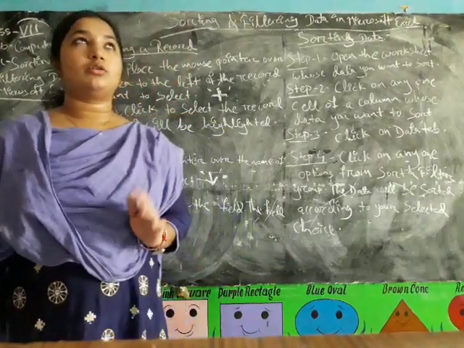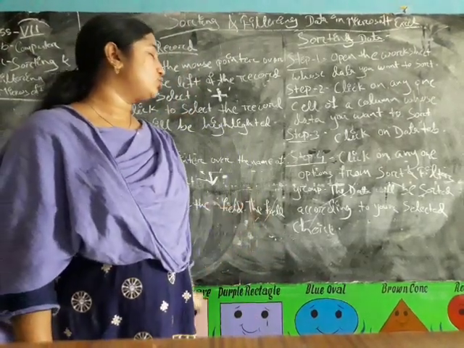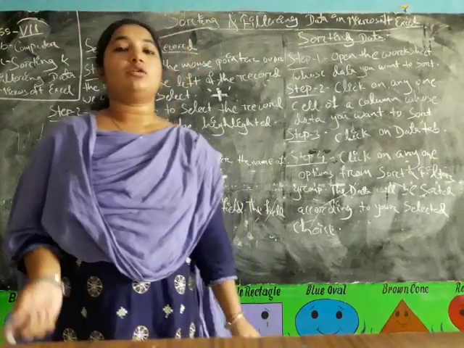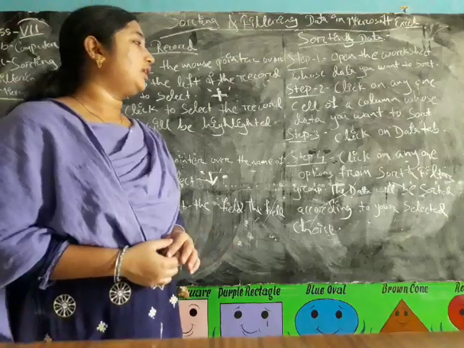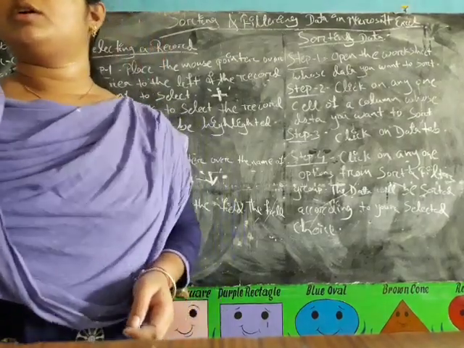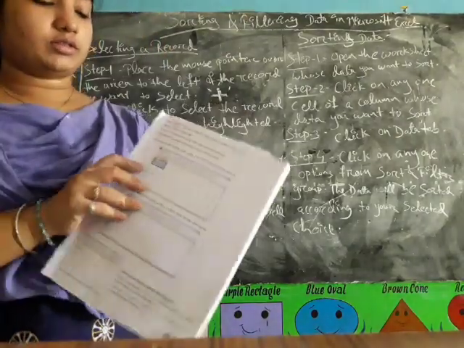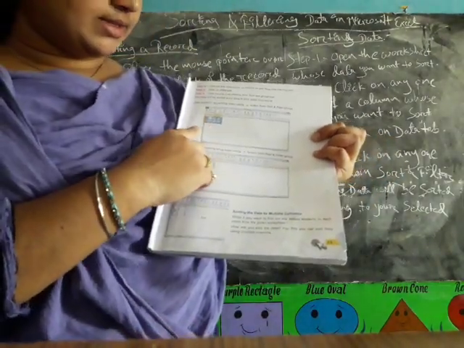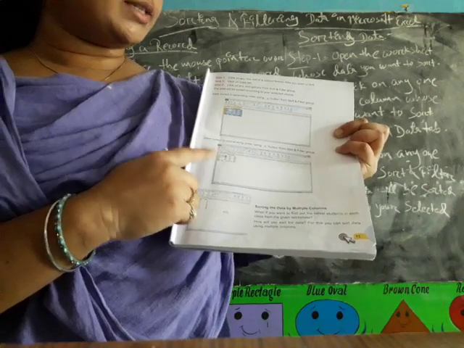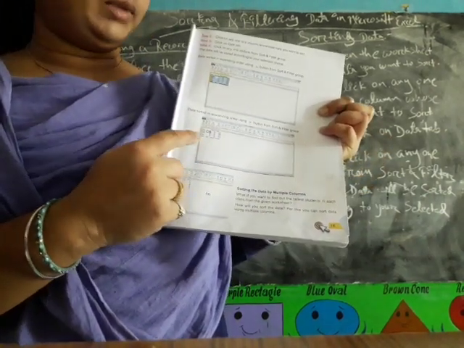If we choose sort, then the data will be sorted, and if we choose filter, then the data will be filtered. If we choose ascending, the table will come like this, and if we choose descending order, then the table will come like this.